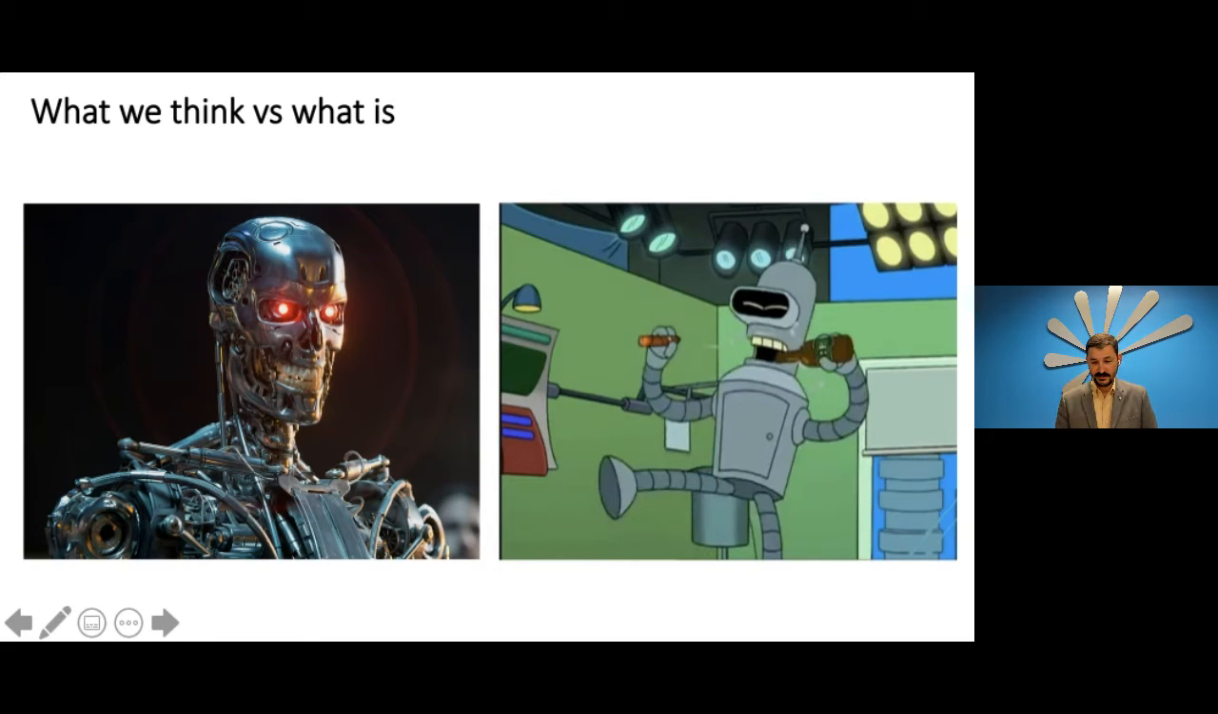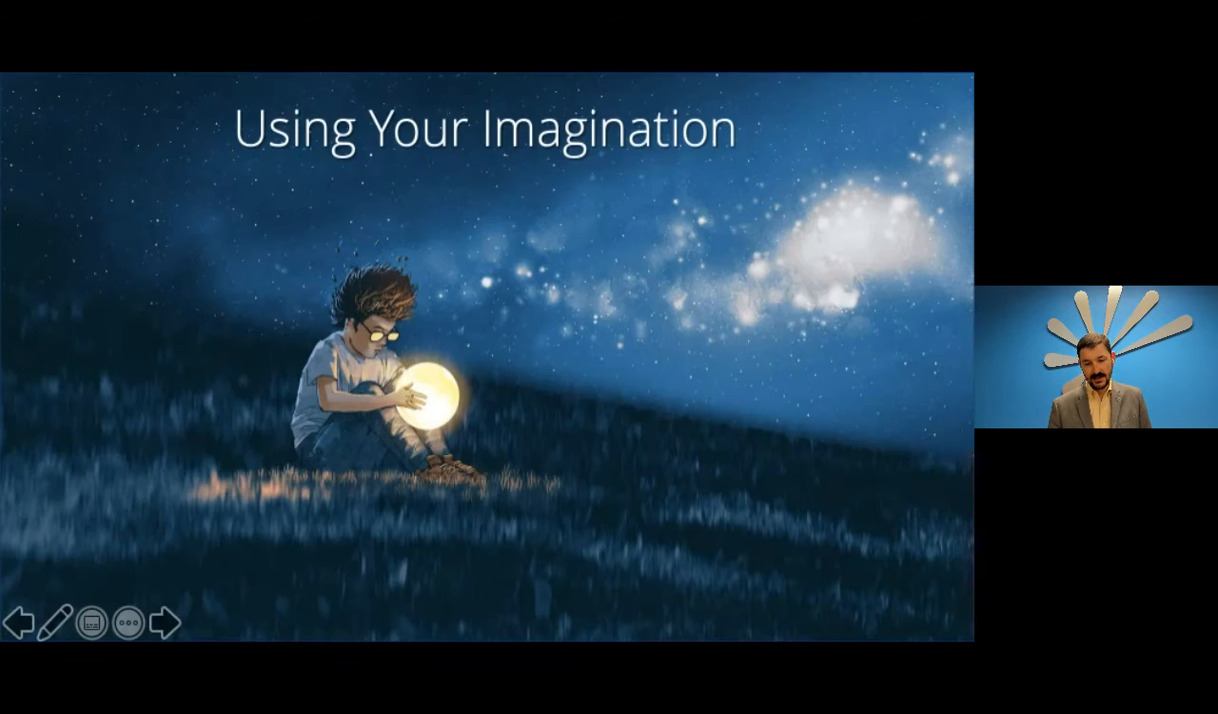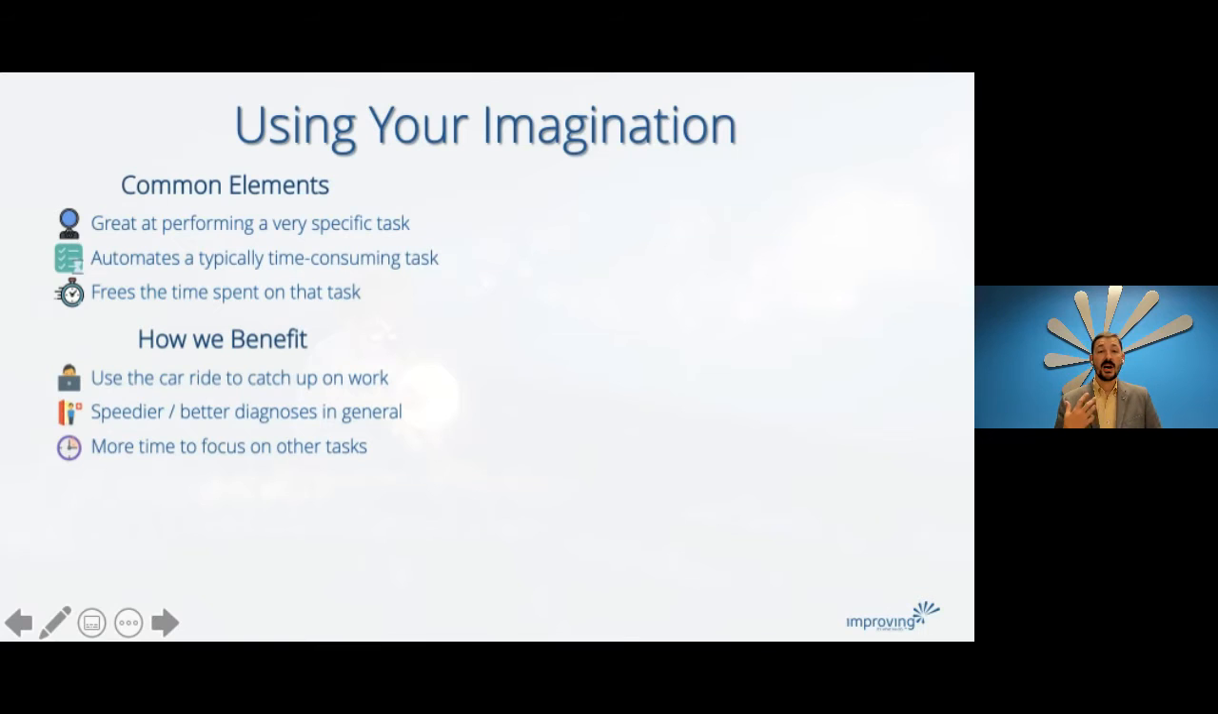Awesome. Thank you, Shervin. So now I'm going to ask everybody to use your imagination just a little bit. As we use our imagination, there's some common elements that I want you to look for in problems this might be good at solving in your industry or at your company. The common elements of those problems that AI is very good at solving. It's great at performing a very specific task, like estimating the chance that a loan will default.